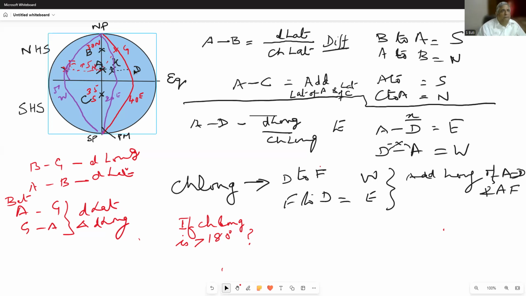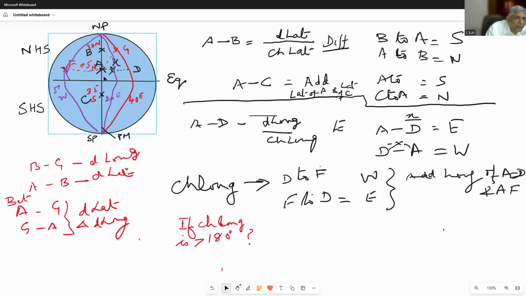So if both the places are in the same hemisphere, find the difference. And if both the places are in opposite hemispheres, one is north, other is south, or one is east, other is west, then add them up. Add the longitude of place X to longitude of Y and latitude of X to the latitude of Y, and you will get the change of latitude and longitude. We will do some more numericals in our next slide.